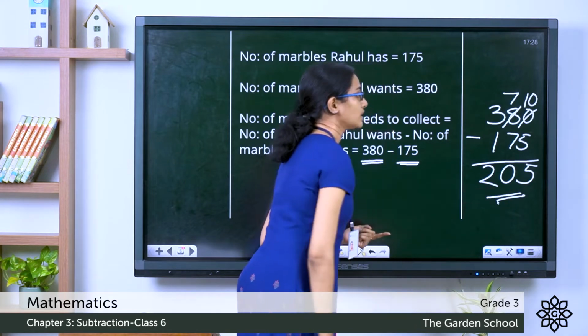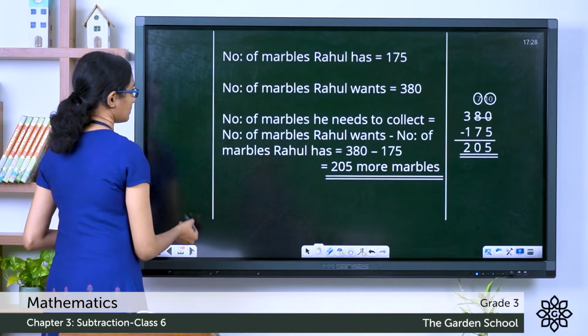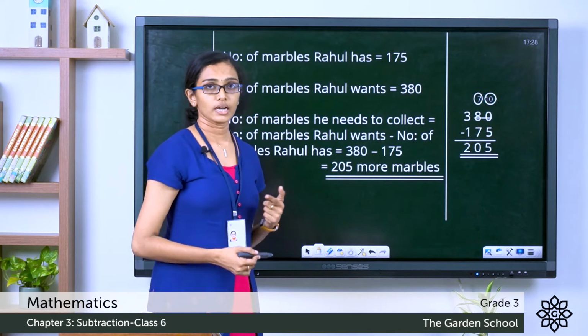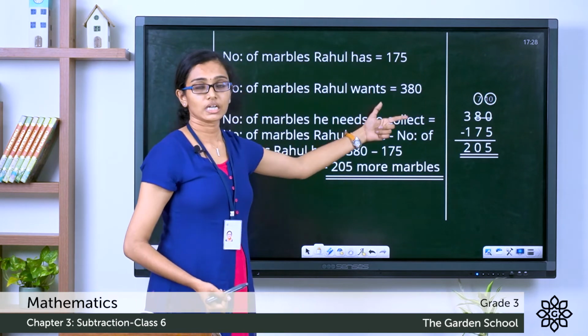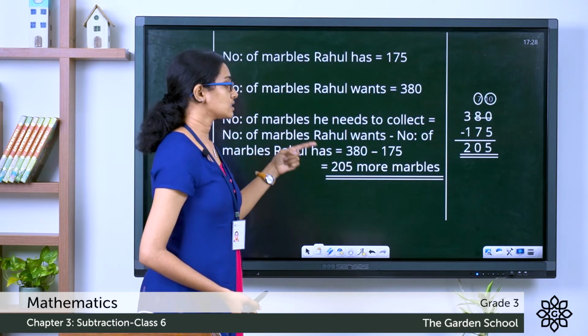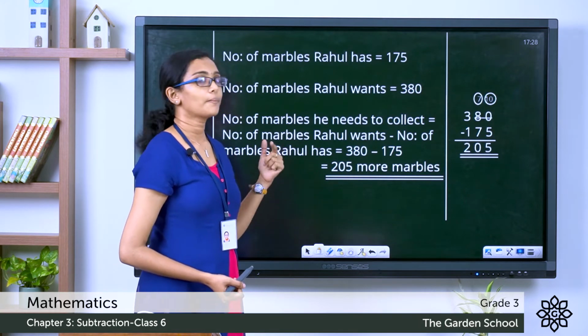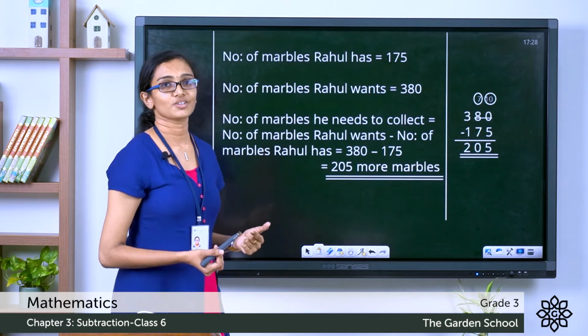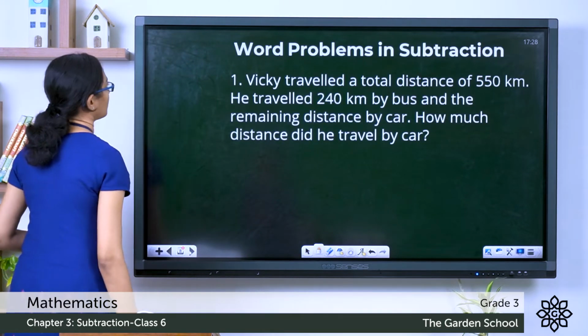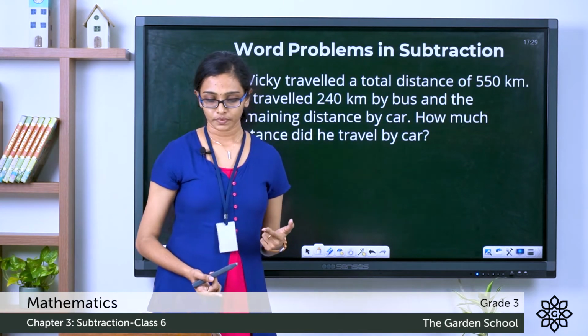So here we have the difference. The number of marbles that he needs to collect more to make it to 380 marbles, what is it? It is 205. 205 more marbles. So I hope this is clear to you. Now, let's see one more example.